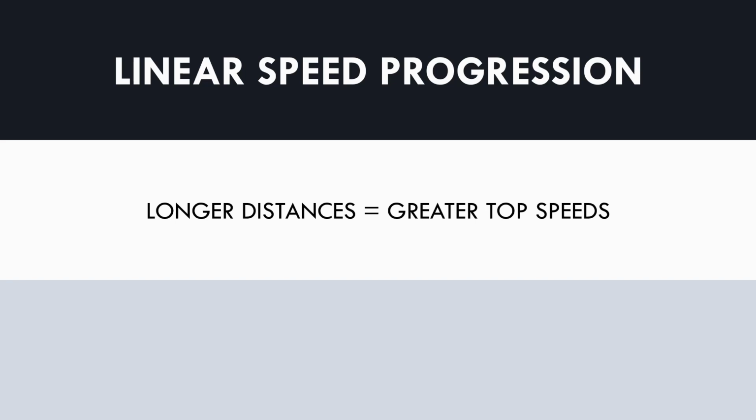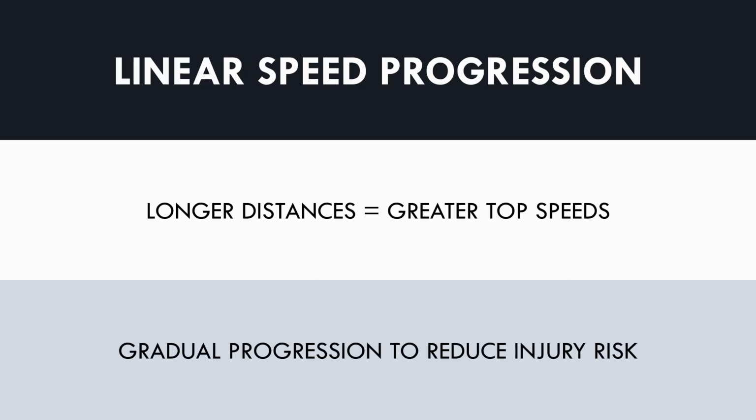The second reason is for injury risk reduction. Longer distance sprints place more stress on the muscles and tissues involved since faster speeds are being reached. If an athlete immediately begins to sprint at top speed, they are more likely to get injured. Implementing shorter distances first can gradually acclimate the athlete to the demands of max velocity sprinting.